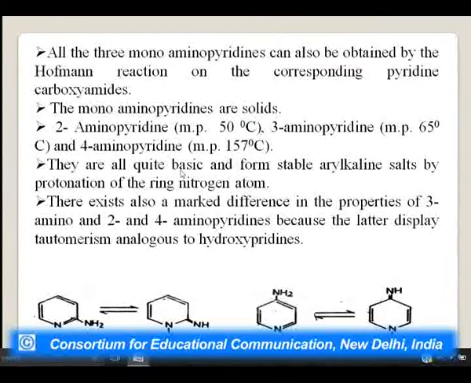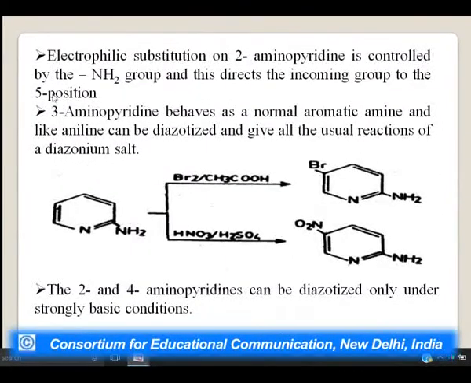They are all quite basic and form stable pyridinium salts by protonation of the ring nitrogen atom. There also exists a marked difference in the properties of 3-amino and 2- and 4-aminopyridine because the latter display tautomerism to hydroxypyridine. Here you can see the tautomerism at both position number 2 and position number 4. Electrophilic substitution on 2-aminopyridine is controlled by the NH2 group, and this directs the incoming group to the 5th position.